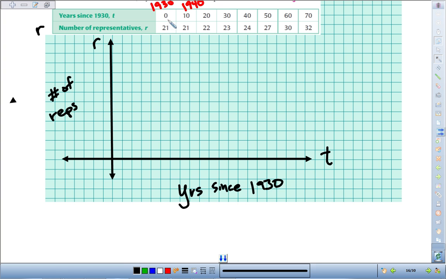Notice your t values go from 0 to 70. Well, if I go by ones, I'm never going to fit this data on the graph. I want to use a scale where I can definitely get all the points on, and I also don't want to make a huge scale. If I said, well, I'm going to make each box 70, well, sure, I could get everything in there, but imagine getting all of these different points between 0 and 70. You can't even see anything. So let's try to spread it out as much as we can.